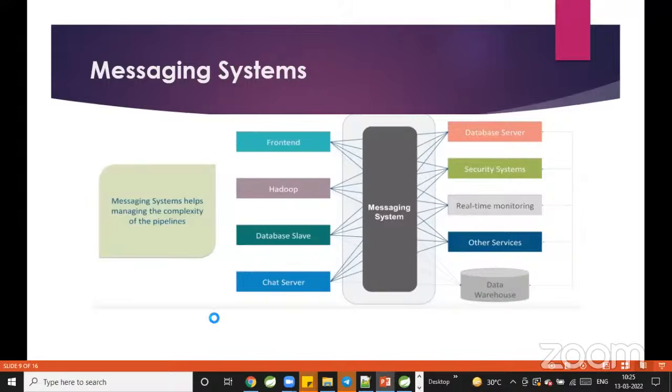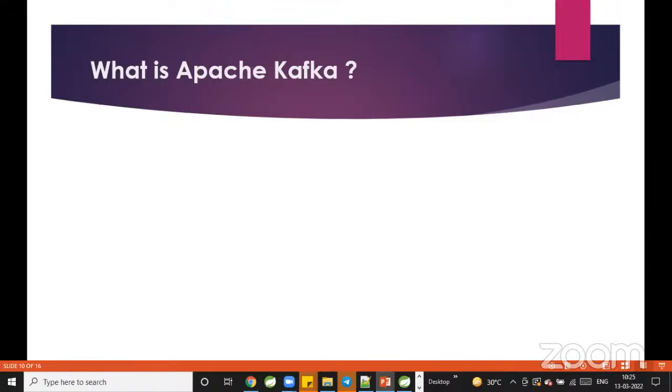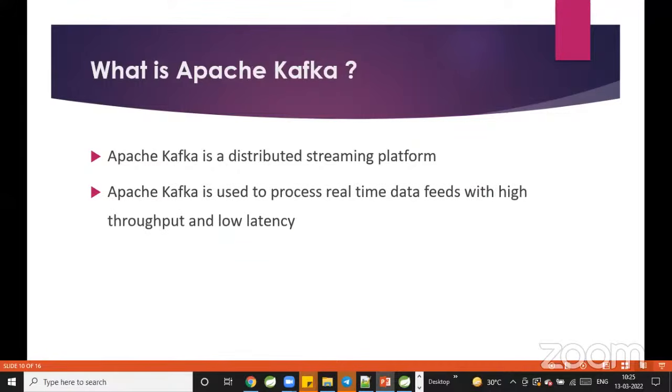Fine. Next, we understand message queue. Now, let's come to the actual topic. What is the actual topic today? Apache Kafka. What is Apache Kafka? Apache Kafka is a distributed streaming platform which we can use as a message system. Apache Kafka is used to process real-time data feeds with high throughput and low latency. That means very quickly you can store the message to Kafka, and you can take the message from Kafka.